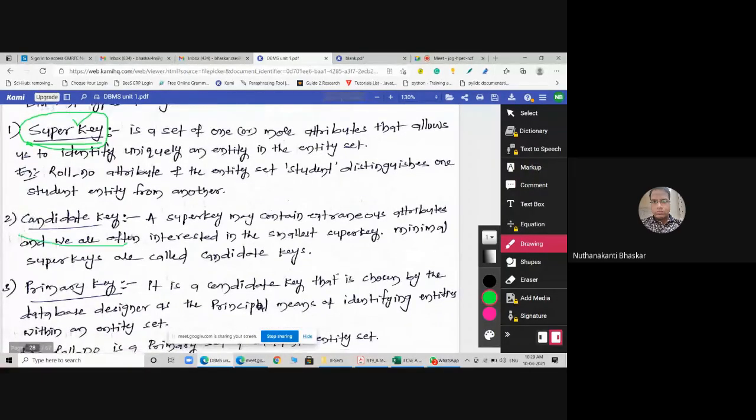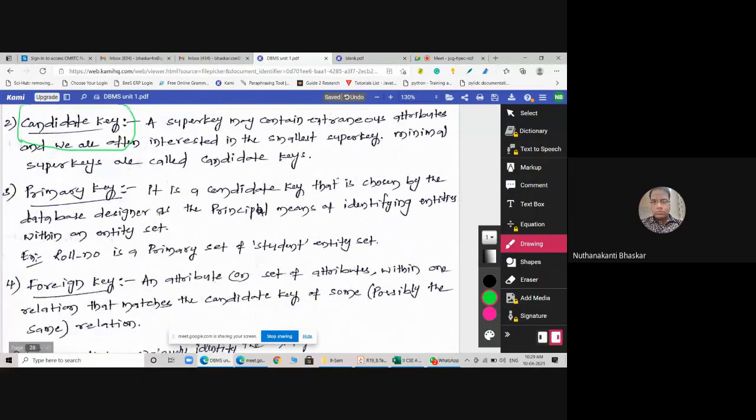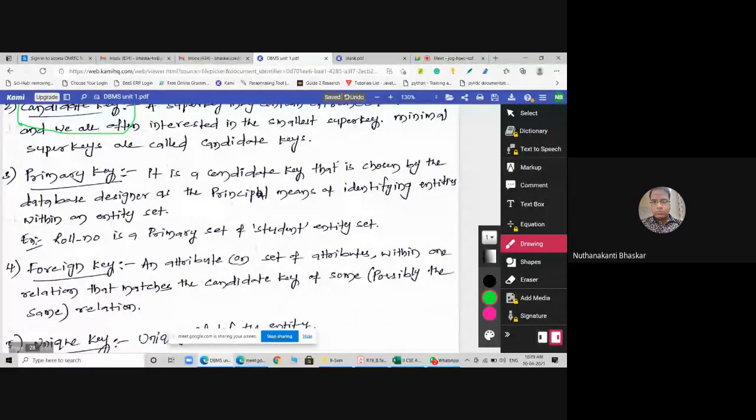So what is a candidate key? A candidate key is also a subset of a super key, meaning more than one attribute is involved to identify that entity uniquely. Such keys are called candidate keys. Already we discussed many examples, and I am just recalling them.